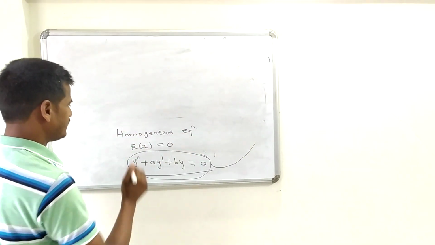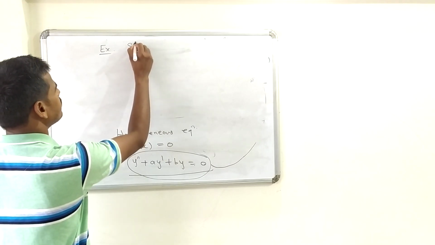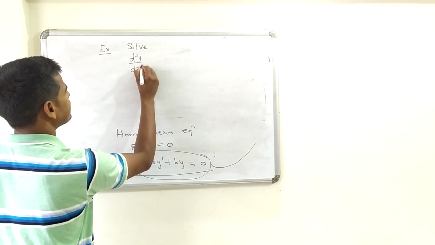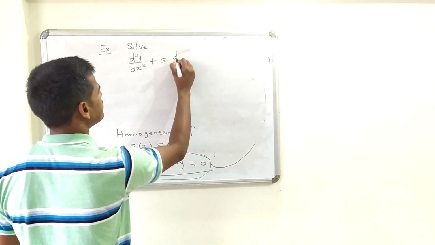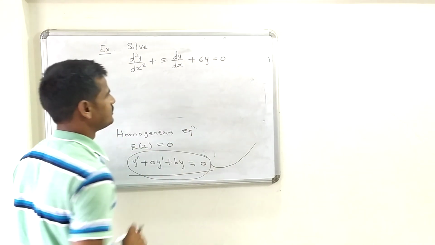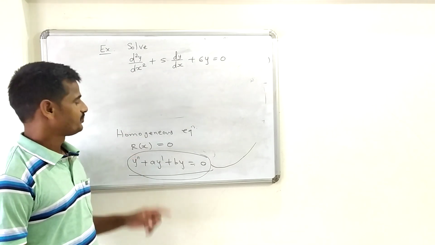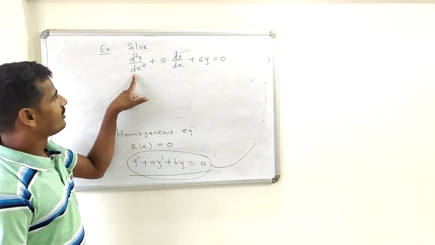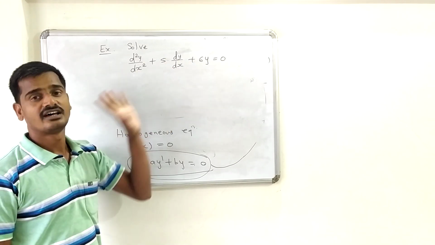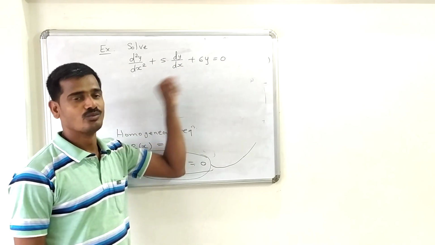Okay, first example. Solve the differential equation d square y by dx square plus 5 dy by dx plus 6y is equal to 0. Suppose you are asked to solve this differential equation. Now, it is a second order linear differential equation with constant coefficients. 5 and 6 are constants in this case, and the right hand side is 0, so it is moreover homogeneous.